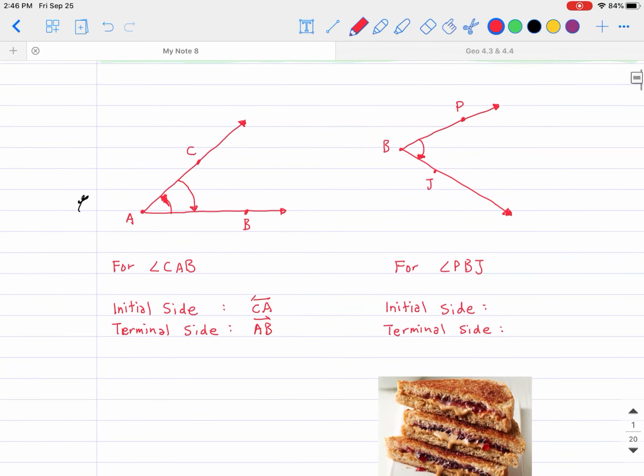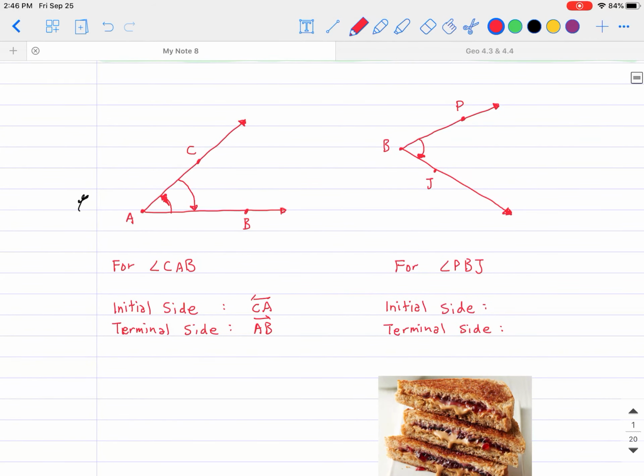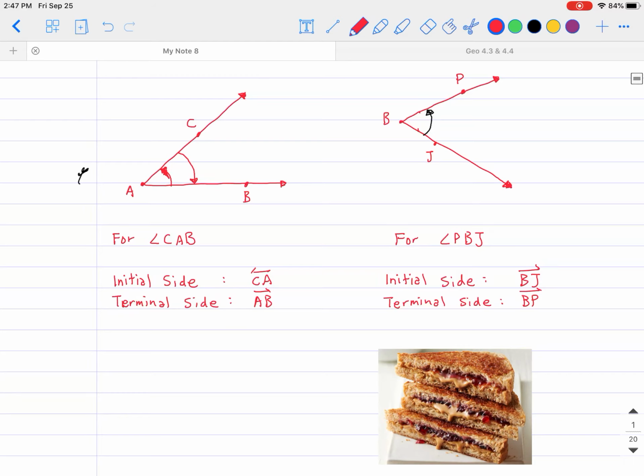Now, for the next example, for angle PBJ, you are going to have the same thing. Let's change it around this time because we did it the other way around earlier. Let's say in this example we are going to do a rotation that is counterclockwise. So for angle PBJ, the initial side is going to be the ray BJ, whereas the terminal side is going to be the ray BP. Okay, so that's just something quick to clarify.